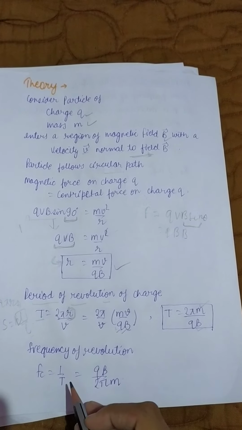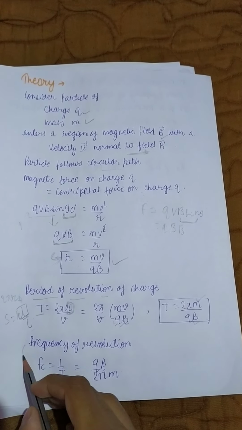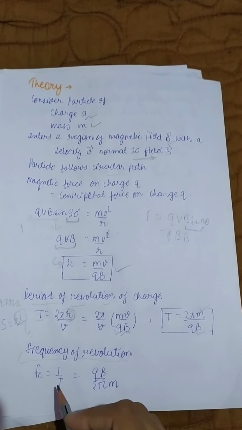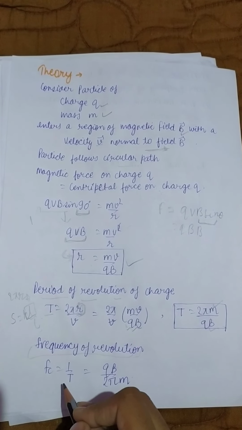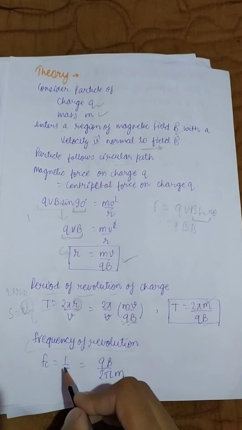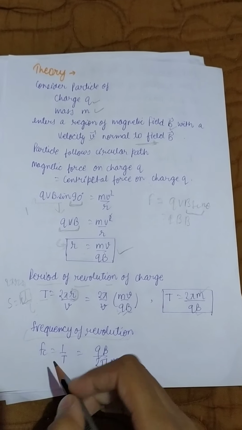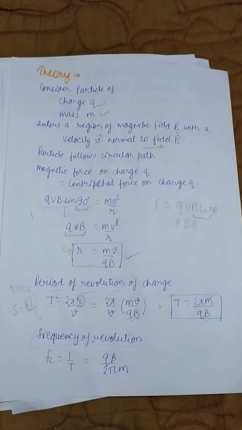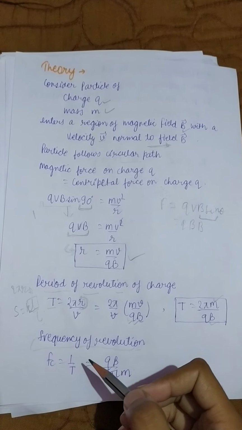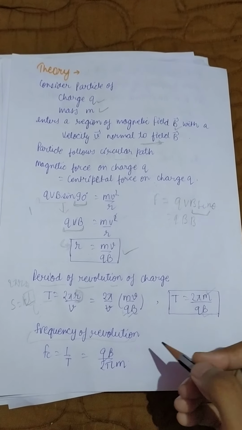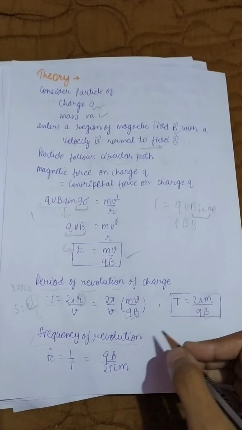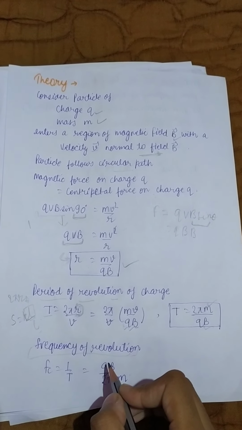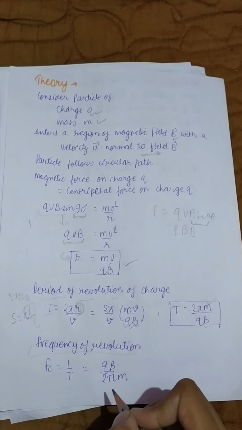So now if we want to find the frequency of revolution of this charged particle, how will we find it? We already know that the frequency is 1 upon the time period, it is the inverse of time. So we can directly find it by inverting the value of the time period. What we get is the frequency as qB divided by 2 pi m.